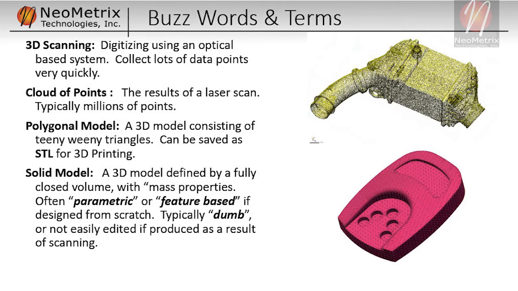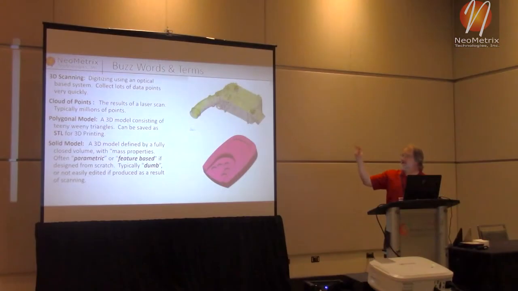Take those points, start connecting the dots to create triangles, and that's how you get to a polygon mesh, which will typically be saved out as an STL file. Now that is something that can be tweaked a little bit and sent right to the 3D printer, or used as a starting point to create a 3D CAD file.